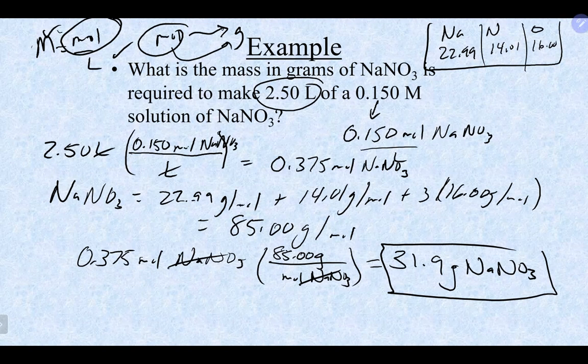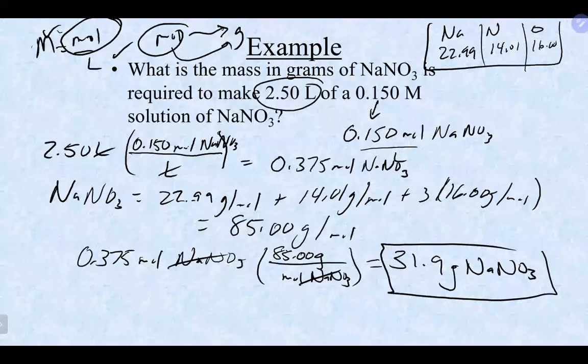So basically, if we wanted to make the solution, we would weigh out about 31.9 grams. We would dissolve it in water, enough water to give us a total volume of 2.5 liters. When we mix it up, say in your graduated cylinder or your volumetric flask, you would have a solution that has a molarity of 0.15 molar. Any questions on any of that there?